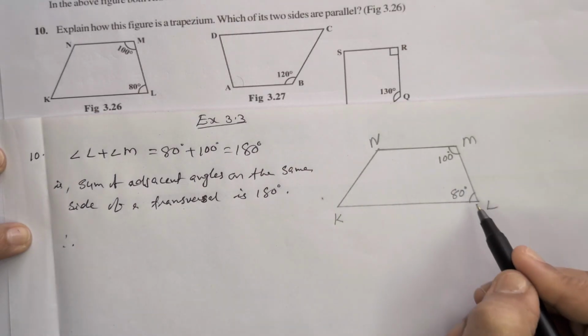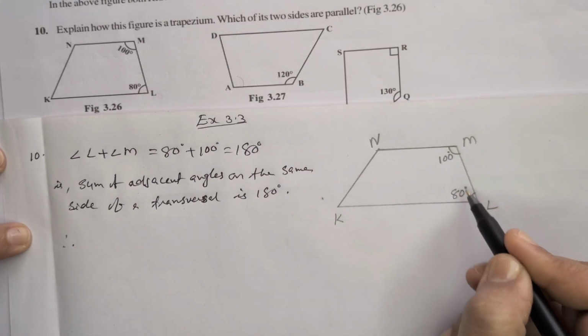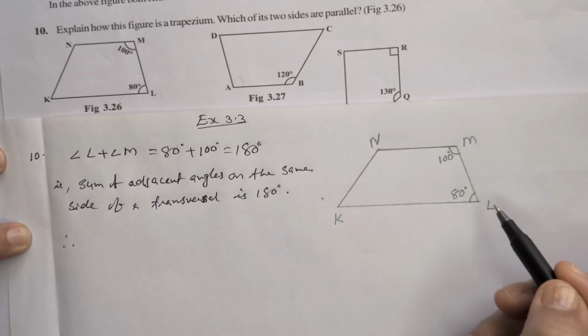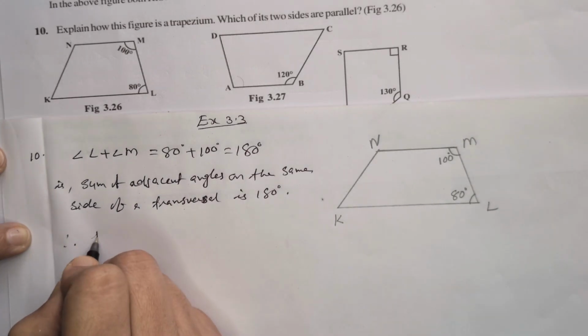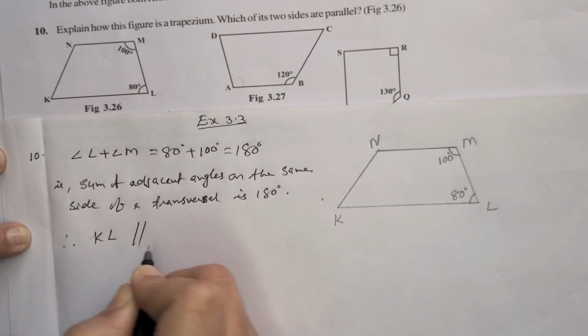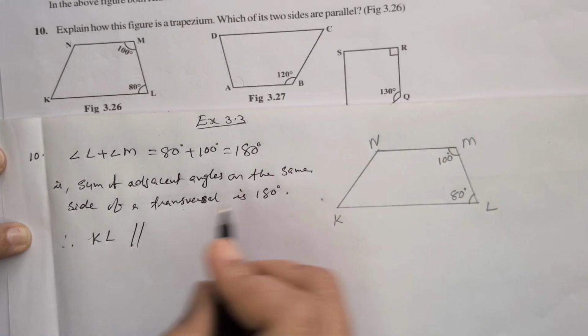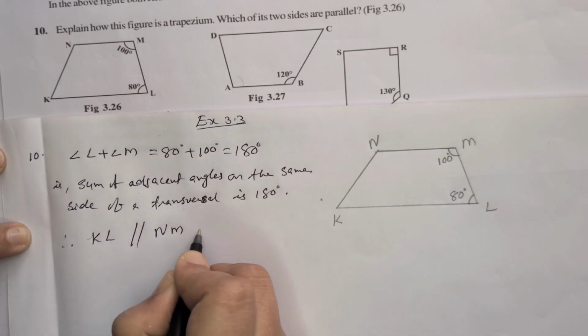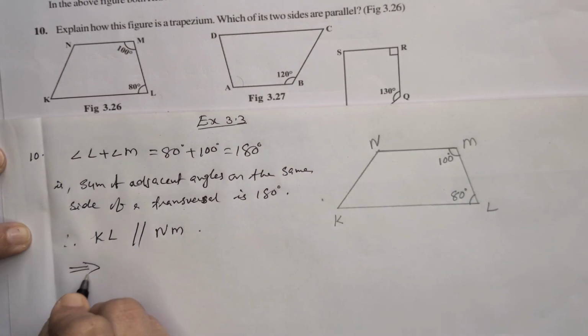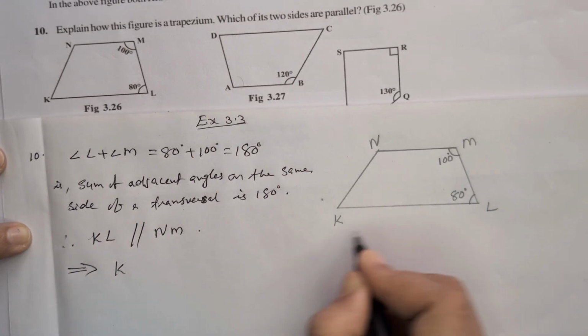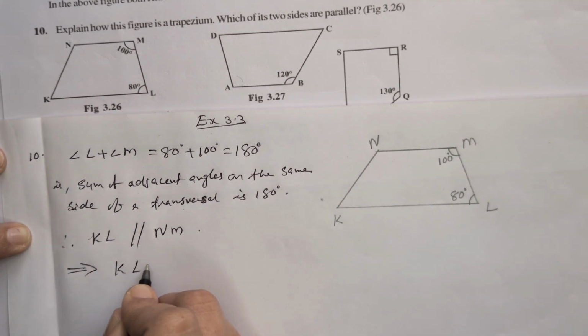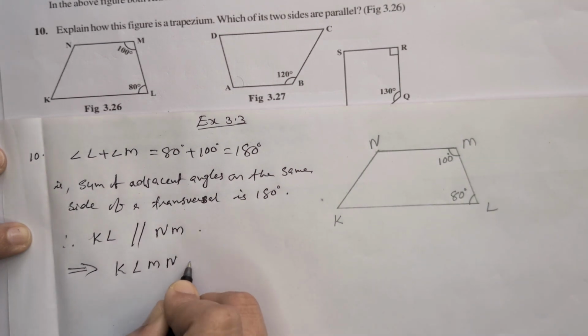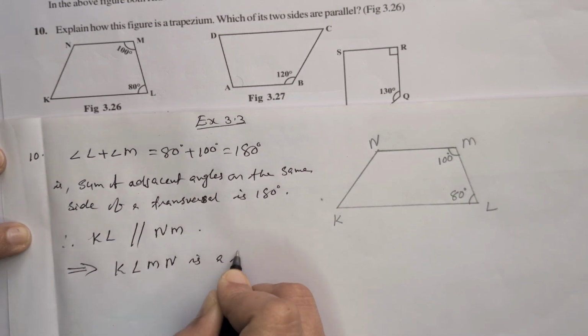We got sum of these two angles as 180 degree, which means we can write these two lines are parallel. If the adjacent angles are supplementary, then the lines are parallel. So we can write KL parallel to NM, which implies KLMN is a trapezium.